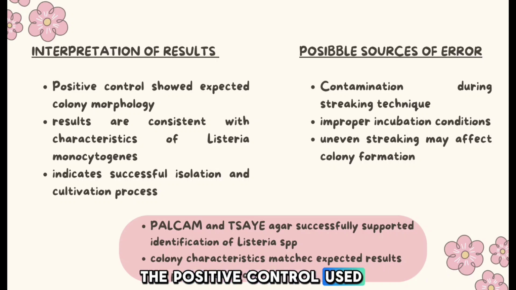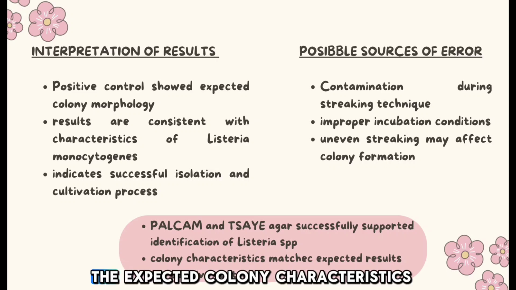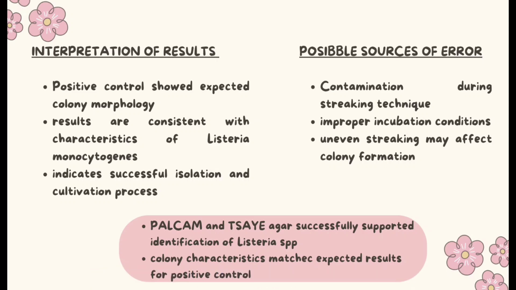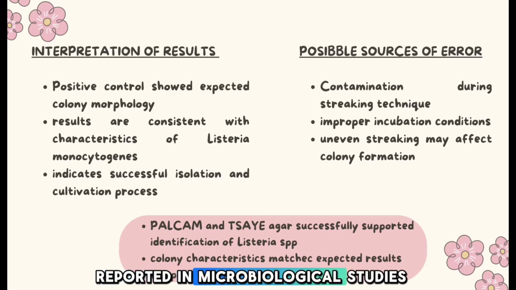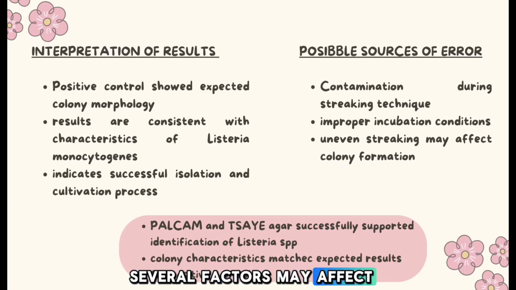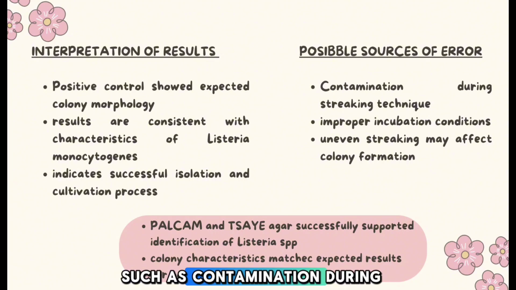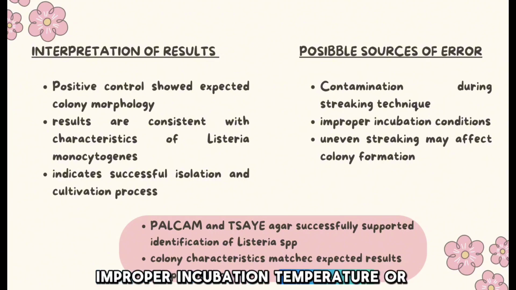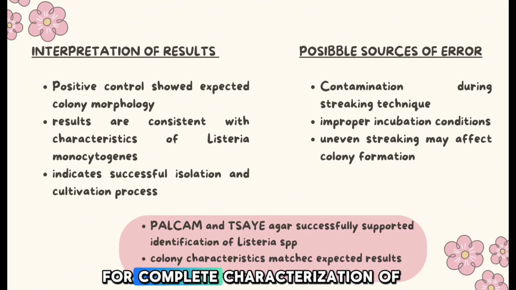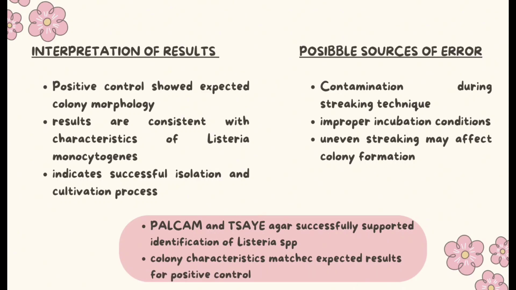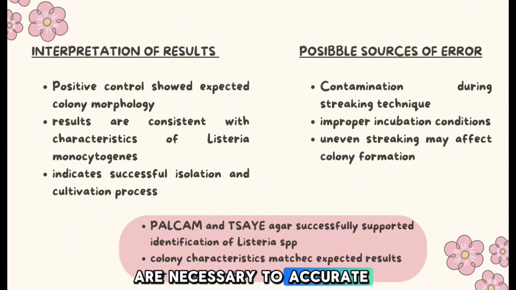The positive control used in this experiment successfully produced the expected colony characteristics on both media, indicating that the culturing procedure and media preparation were performed correctly. The results obtained were consistent with the expected characteristics of Listeria spp. reported in microbiological studies. However, several factors may affect the accuracy of the result, such as contamination during streaking, improper incubation temperature, or uneven streaking technique. In addition, colony morphology alone is not sufficient for complete confirmation of Listeria monocytogenes. Further confirmatory tests such as Gram staining and biochemical tests are necessary for accurate identification.